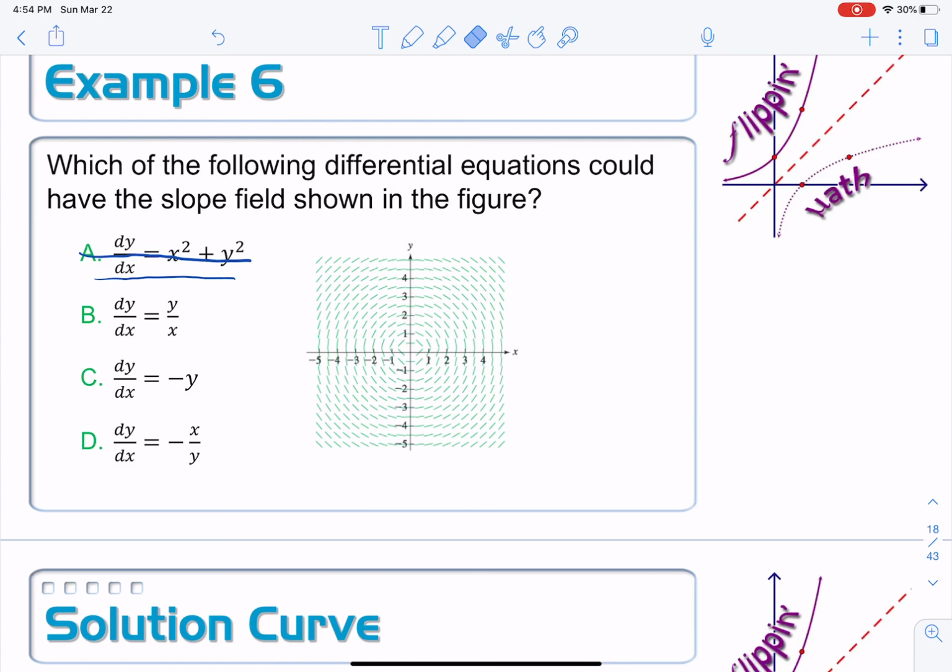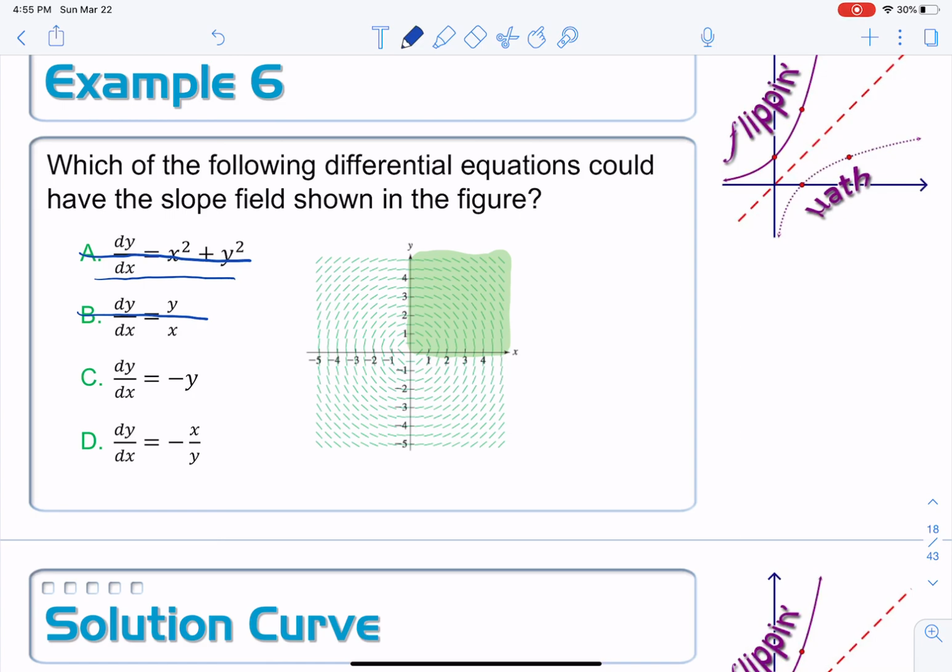And now the next thing that I'm going to look at is just this first quadrant over here. Notice that everything in this first quadrant has a negative slope. Since it has a negative slope, that's going to eliminate B. And now we just have 2 choices. Is it negative y or is it negative x over y?